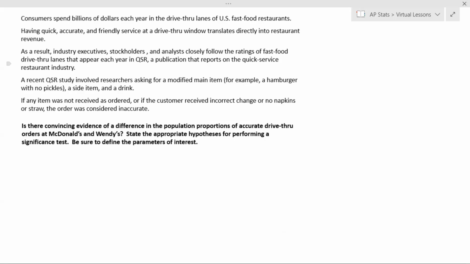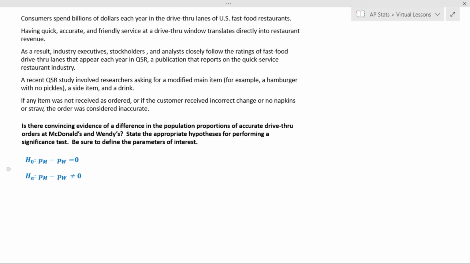So we want to state the hypotheses for performing a significance test and make sure we define the parameters of interest. This one is just looking for a difference between McDonald's and Wendy's. So our hypotheses are as follows. The null is the proportion for McDonald's minus the proportion for Wendy's is equal to zero. So we assume no difference. And then the alternative is the difference in proportions is not equal to zero.